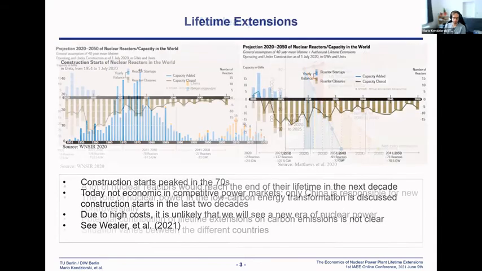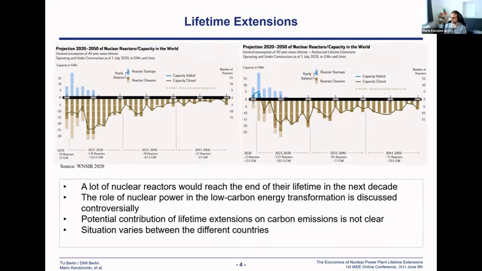And if we think about all these nuclear power plants that were built in the 70s and 80s and were constructed to stay online for 40 years, a lot of these power plants will be at the end of their lifetime in the next decade, or have already reached the end of their lifetime. So there's an upcoming discussion on how to proceed with these power plants. Should they be decommissioned, or should their lifetime be extended, which is usually associated with new investments into these technologies, since the security standards have changed or increased.